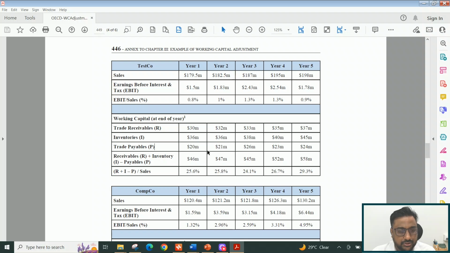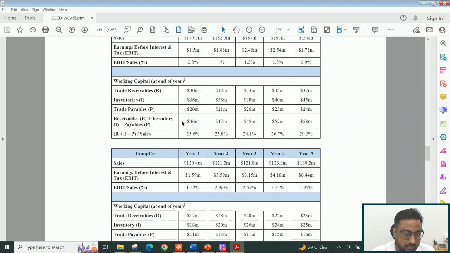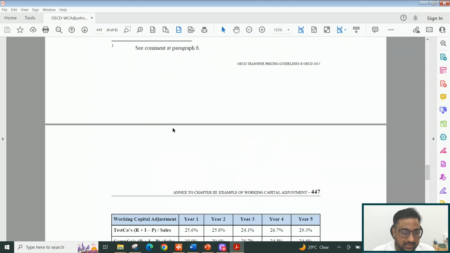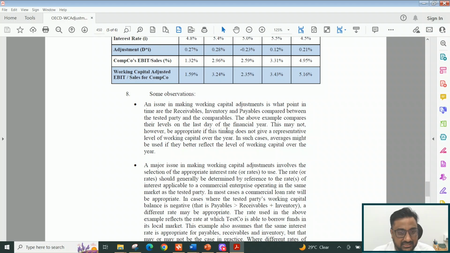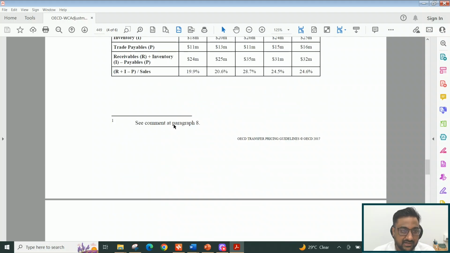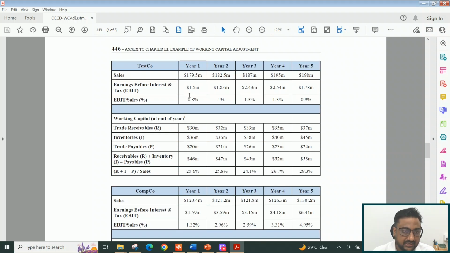I just wish to mention here, these are the average trade receivables. So this is not the closing balance. These are the average balances. If you read note number 1, they have commented on paragraph 8, which says that they are averages of the opening balance and closing balance divided by 2. So it's an average balance that they have taken here for each and every year, right?